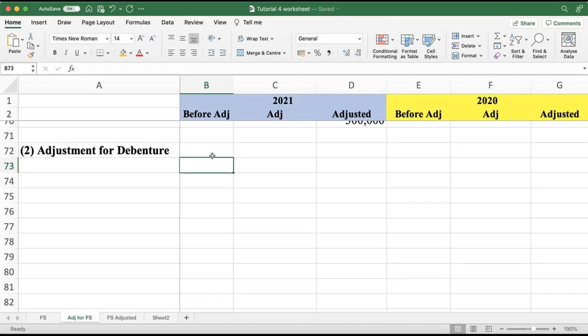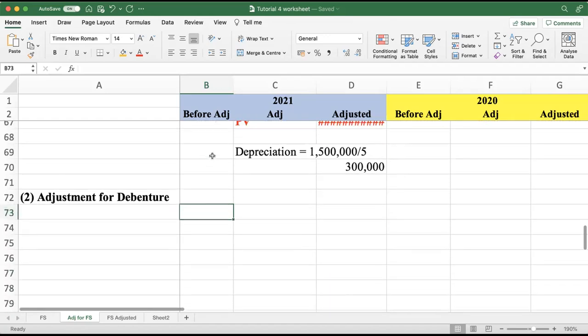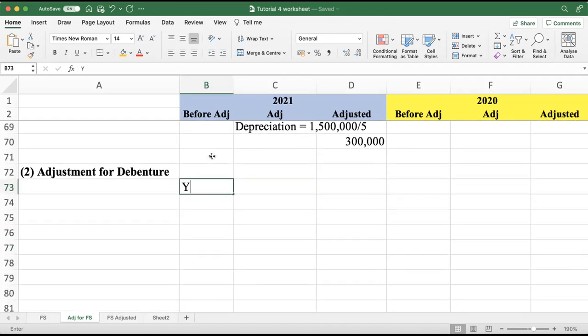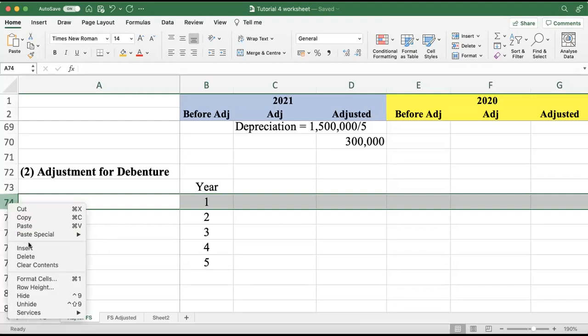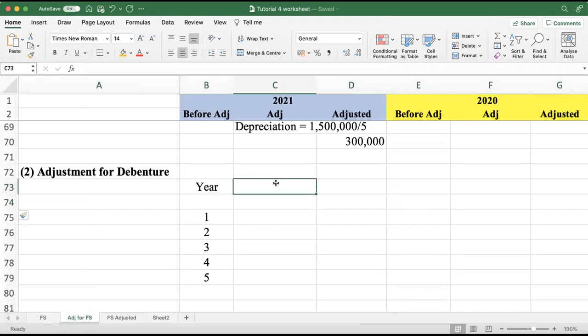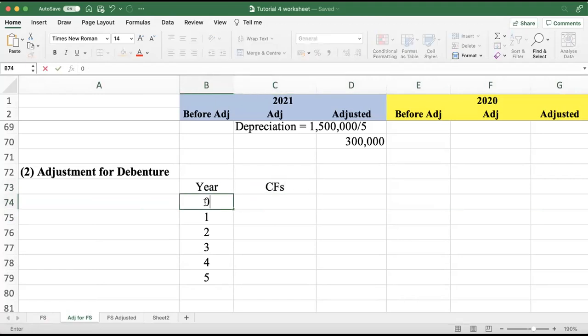Now to find the amortized cost, you have to find the effective interest rate. We studied last time. Now debenture mature in 5 years. So you see the debenture cash flows. So today we'll take in thousands.